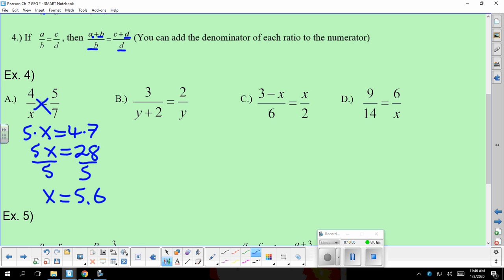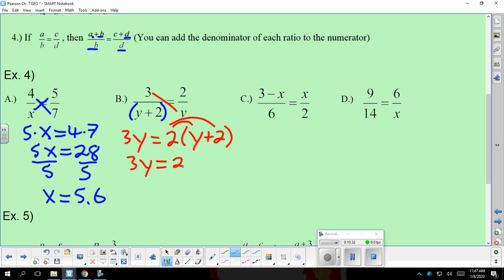This next one, let's make sure we keep those in parentheses. We remember to distribute. So again, top of one side, 3 times y is 3y, equals 2 times y plus 2. 3y equals 2y plus 4. Subtract 2y from both sides. Y equals 4.